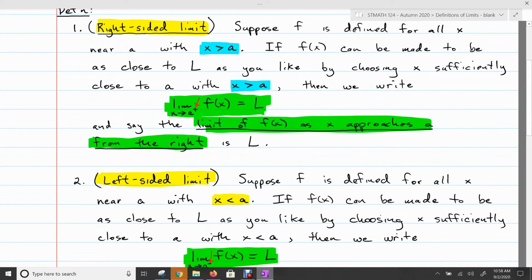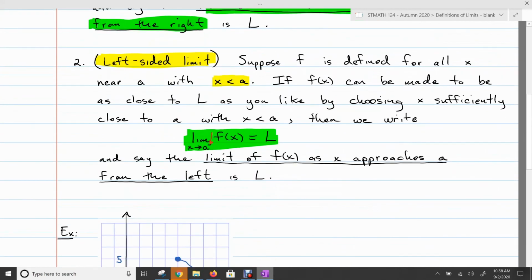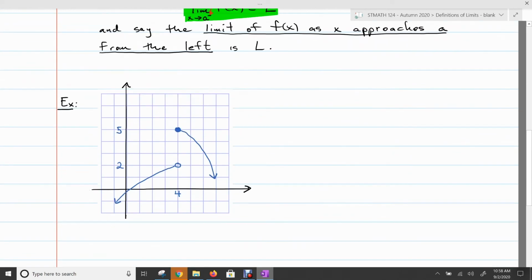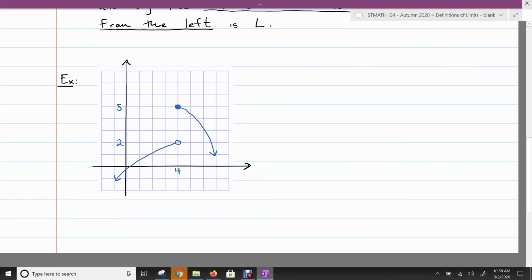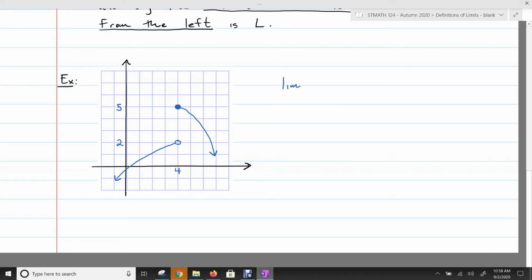So if you're looking at values on the right, that's a right-sided limit. And if you're looking at values on the left, or less than, then you're looking at a left-handed limit. So think about this example right here. I'm interested in what's happening at 4. So 4 is going to be my a. So what's the limit as x approaches 4 from the right-hand side?